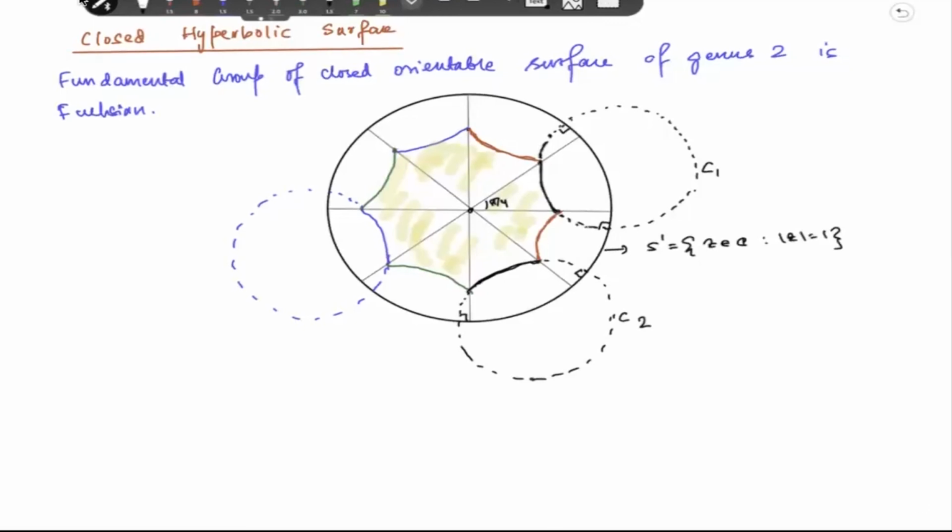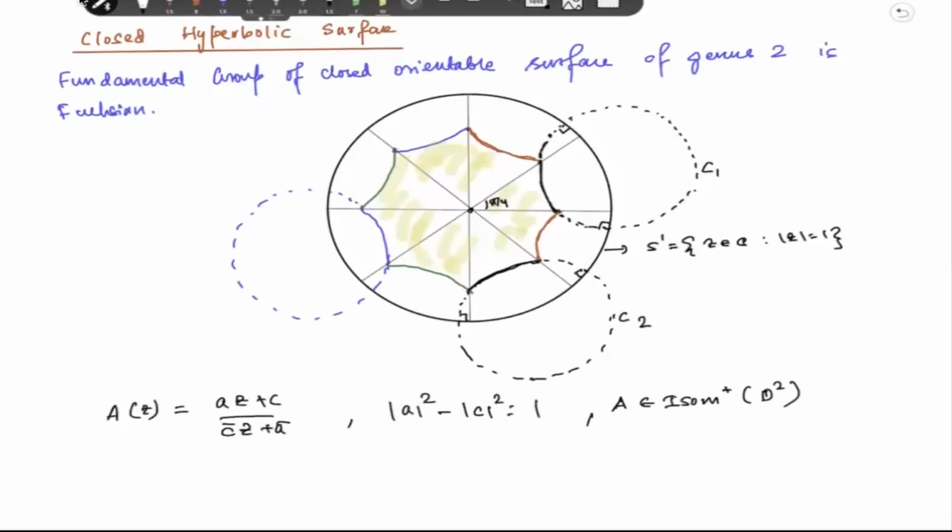Okay. So any isometry of this unit disk model of the hyperbolic plane looks like this: (az + c)/(c̄z + ā), where |a|² - |c|² = 1. And let us take an orientation preserving isometry of this unit disk.